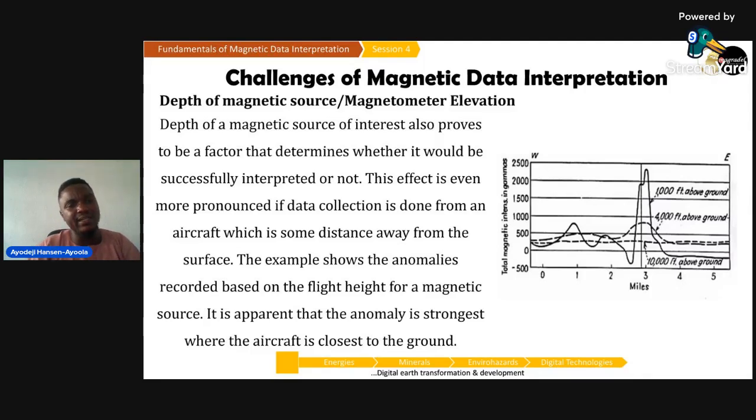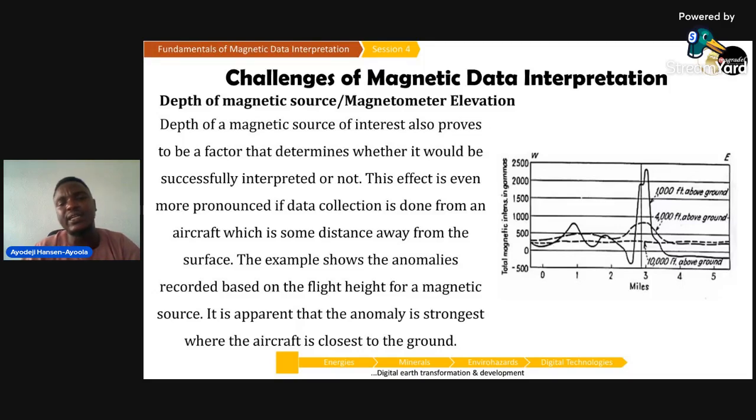Another issue, which has already been talked about, is the depth of the magnetic source or the magnetometer elevation. Depending on where the magnetic source is located in the subsurface, its distance away from us would affect the strength or intensity of the magnetic anomaly that we can obtain from it. So the depth of a magnetic source of interest is a factor in determining whether it will be successfully interpreted or not. This effect is even more pronounced if data collection is done from an aircraft, which is some distance away from the surface.